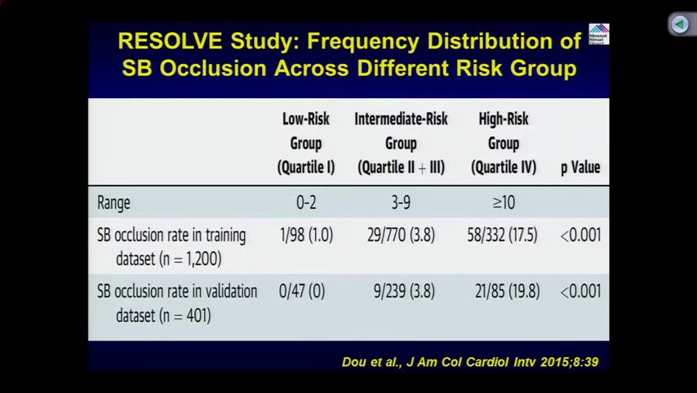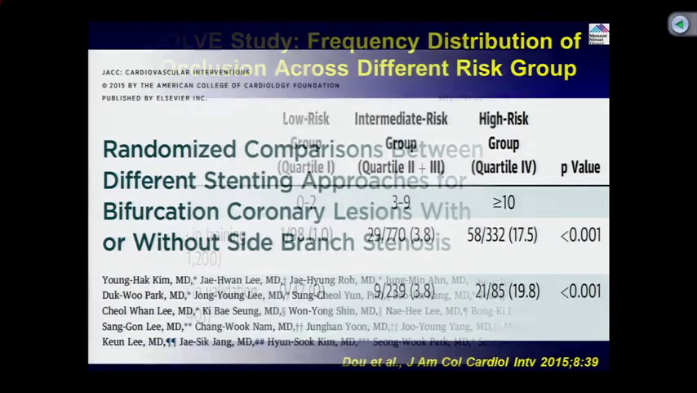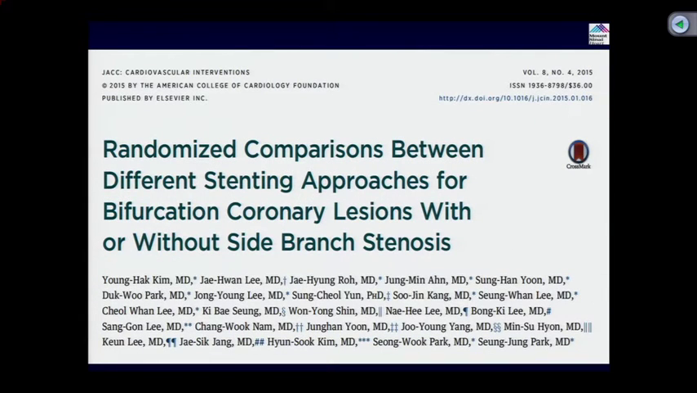They first made the validation data set of 1200 patients and came up with side branch occlusion of 1%, 4%, and 18%. And then they prospectively evaluated that validation in 400 patients with similar data. So it seems that this system does work and predicts side branch occlusion. So this is the latest data.